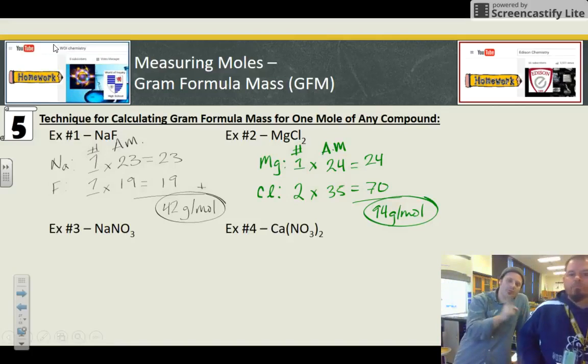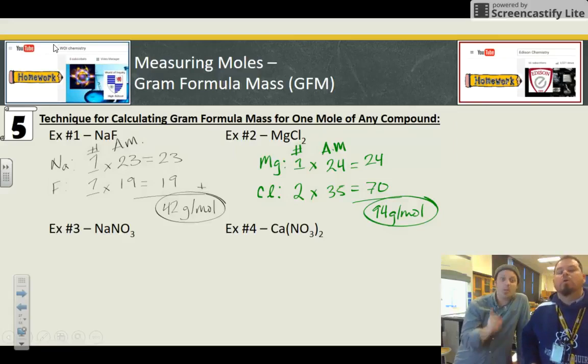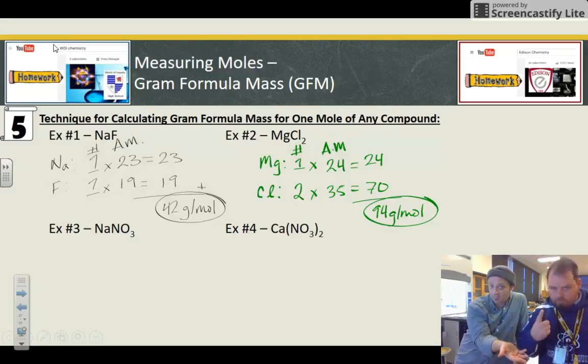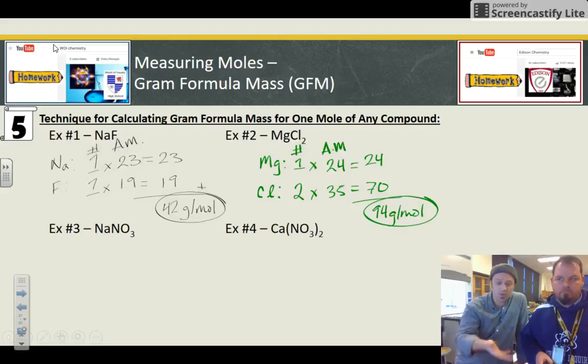There is 1 mole of each of these compounds, but they have completely different masses. There is 6.02 times 10 to the 23rd particles in 1 mole of NaF. There are 6.02 times 10 to the 23rd particles of MgCl2. But since the atomic masses of the elements that make them are different, the mass overall would be different.